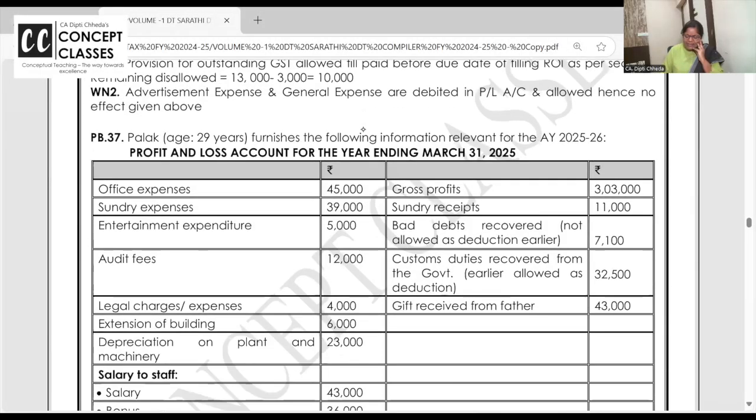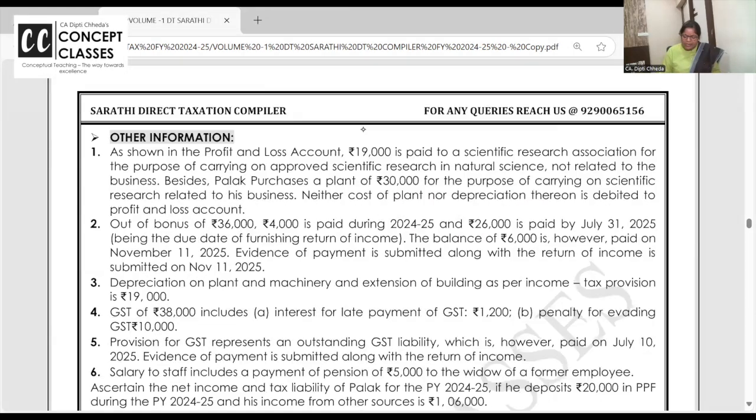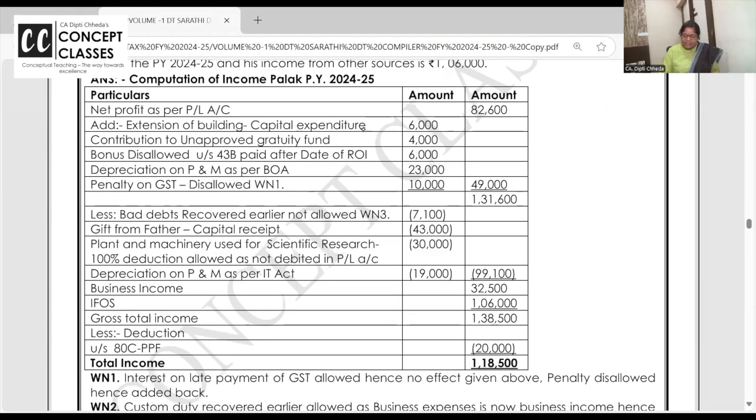See, add less, these are the jumbo questions like bad debt, not allowed earlier. That time only taxable. Ab recovered हुआ. Now it is not a business income. Remove. देखो less में होगा 7,000.